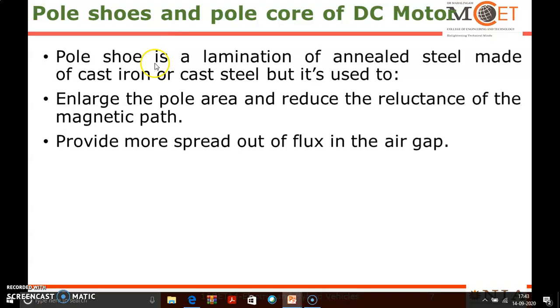Next, the purpose of the pole shoe. The pole shoe is made up of cast iron or cast steel. It is used to reduce the reluctance of the magnetic path, and also to spread out the magnetic flux lines in the air gap.